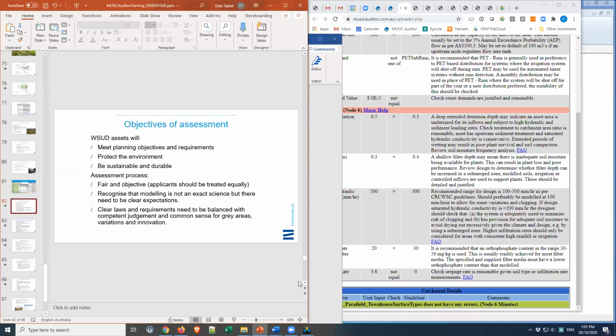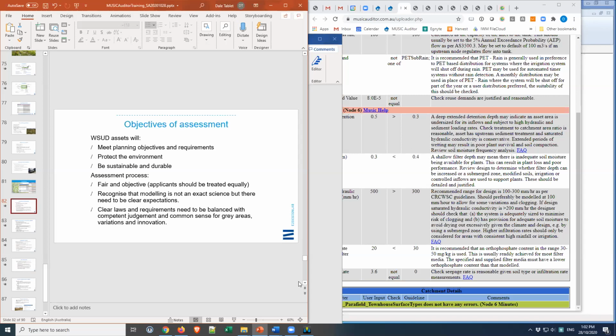In terms of assessment, it should be fair and it should be objective. Basically every developer, every consultant that comes to an authority should be able to have a reasonable expectation that they'll be assessed on the same grounds that every other consultant and developer will be assessed. So the idea is that there should be a level playing field.